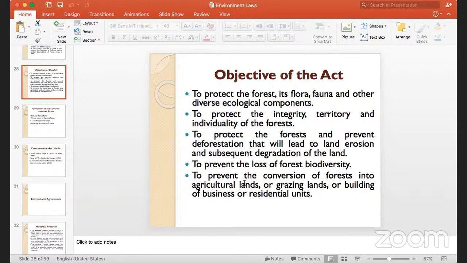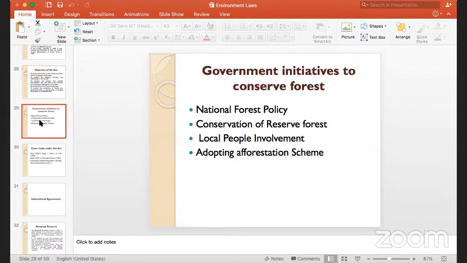And of course, it prevents the conversion of forests into agricultural lands, grazing lands, or building of business or residential units. Under this act, what has been the government initiatives? We have a national forest policy. There is the conservation of reserve forest, and there's also adopting a forestation scheme.